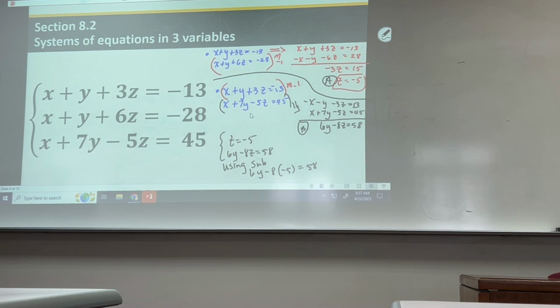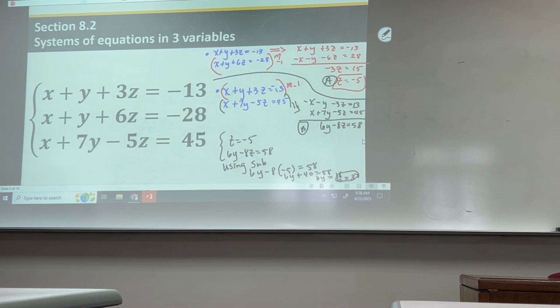And they don't always end up this easy, right? But this one did. That would be 6y plus 40 equals 58. I'm trying to find y. So I'll subtract 40, so I get 6y equals what? 58 minus 40 is 18. And then divide by 6, y is what? 3. So we know z, we know y, now I just need the x.